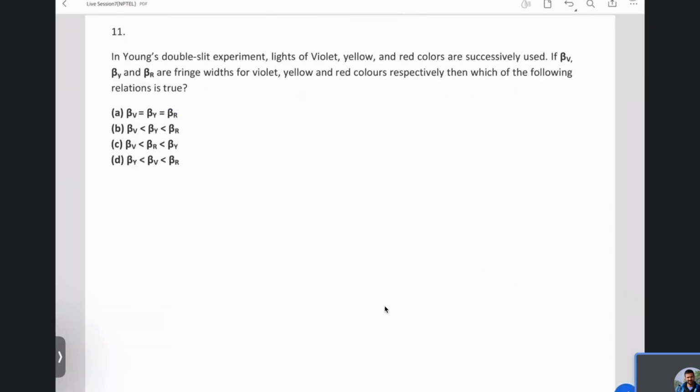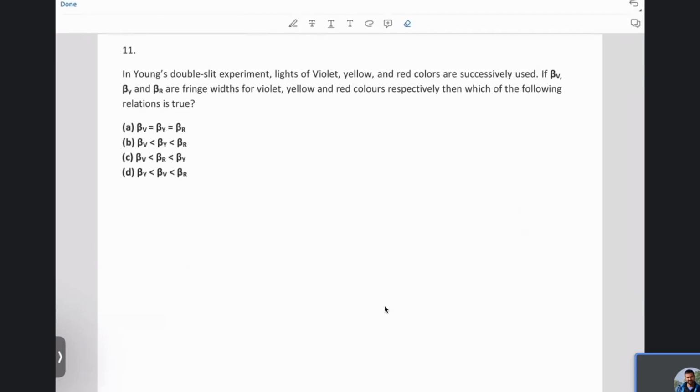Then another simple one. In Young's double slit experiment, light of violet, yellow, and red colors are successively used. So if beta V, beta Y, and beta R are the fringe widths for violet, yellow, and red colors, then which of the following is true?